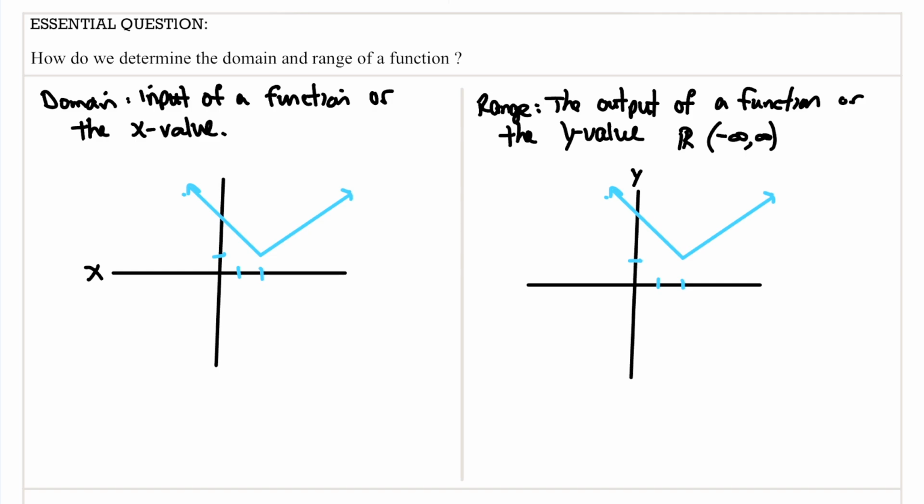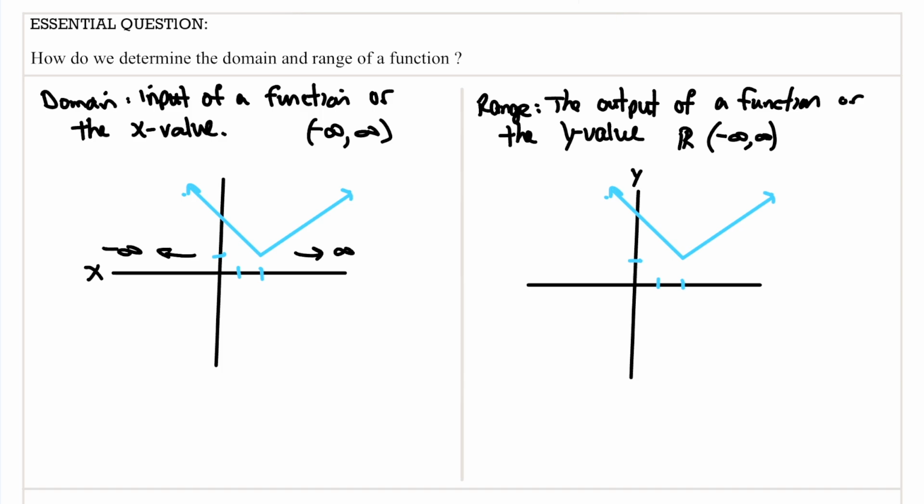So we can get negative infinity along the x-axis. And if we go to the right, we're going to keep getting points along our graph. It's going to keep going forever to the right, which means we've got negative infinity to positive infinity for our domain. So we can plug in any x value to get some y value out.